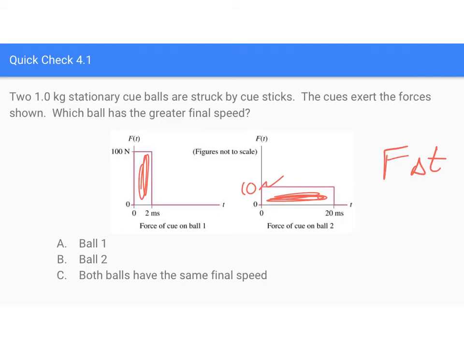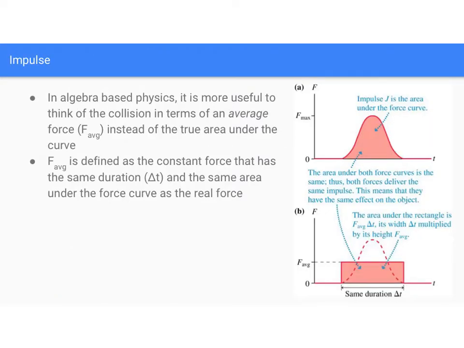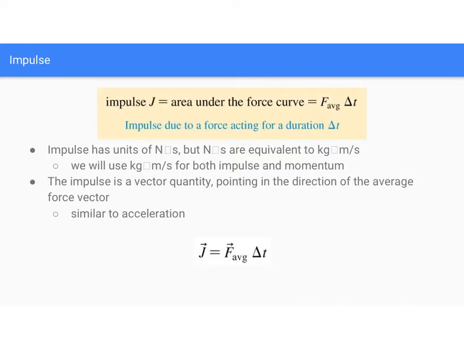And the correct answer is both balls will have the same final speed because the areas under the curve are the same. So when we look at impulse in algebra-based physics, it's more useful to think of things as an average force and get the area under the curve. So we keep it constant and keep it easy. And all it's simplifying is saying that the area under the curves are going to be the same for option A and option B, and then we can use our impulse equals the force exerted over time. So just using the area under the curve.